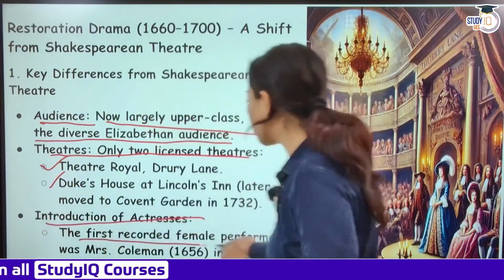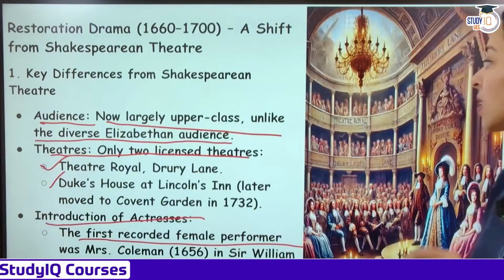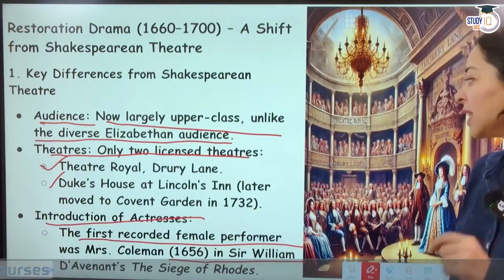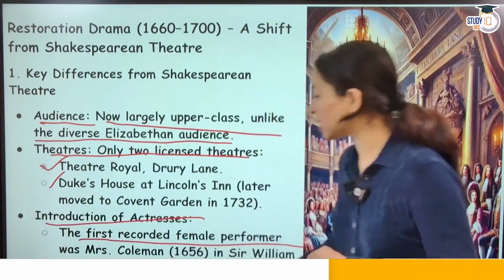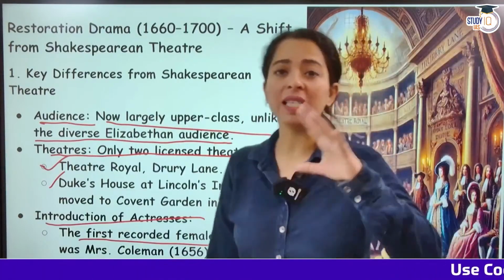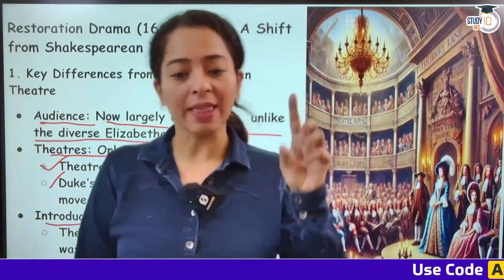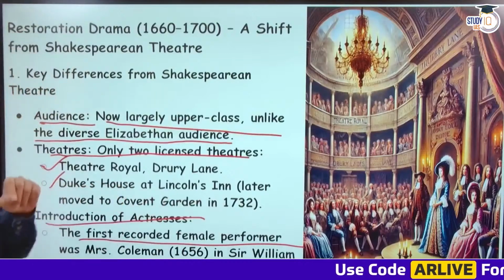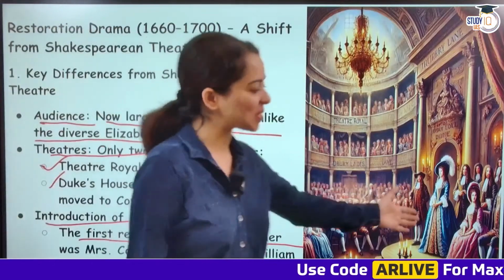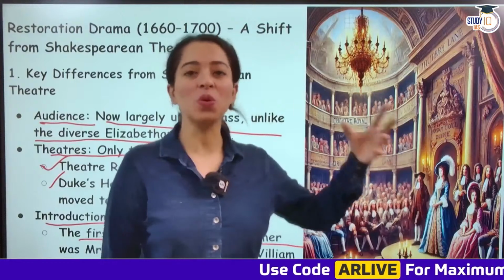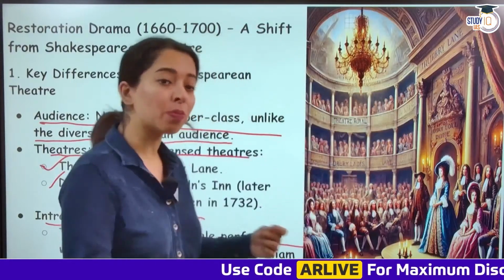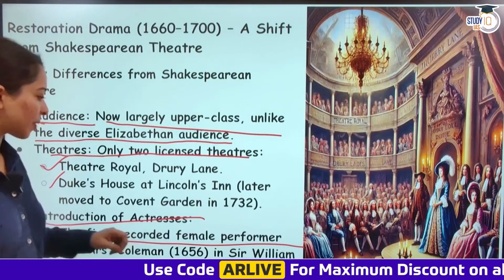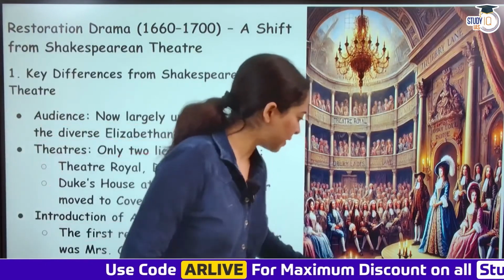The first recorded female performer was Mrs. Coleman, in 1656, in Sir William Davenant's The Siege of Rhodes. So as late as 1656, that was the time period when Mrs. Coleman came on the stage, and you can imagine this is Mrs. Coleman, who acted in Sir William Davenant's The Siege of Rhodes. Okay, then let's move ahead to the next slide.